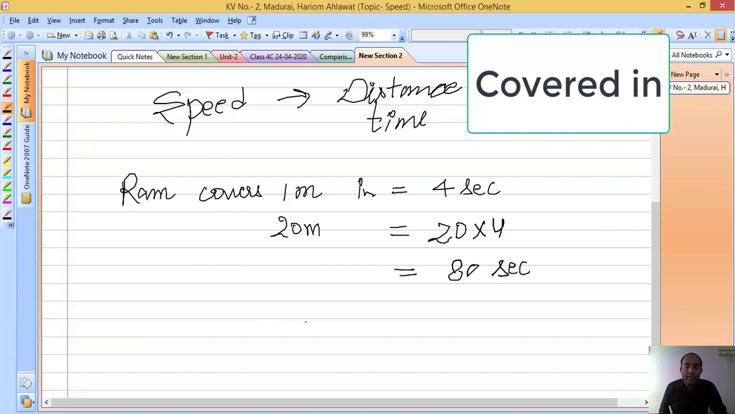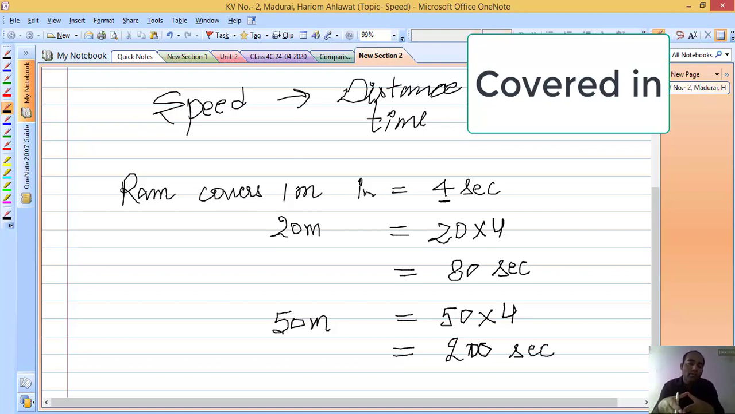Okay, if I say I want to know if he wants to cover 50 meter, okay, no issue. What do you need to do? 50 meter into 4 seconds, because for 1 meter, he takes how much time? 4 seconds. To cover 50 meter, how much time will he take? 50 into 4. Because for 1 meter he is taking a time of 4 seconds, for 50 meter he will have the time 50 into 4. How? 200 seconds.